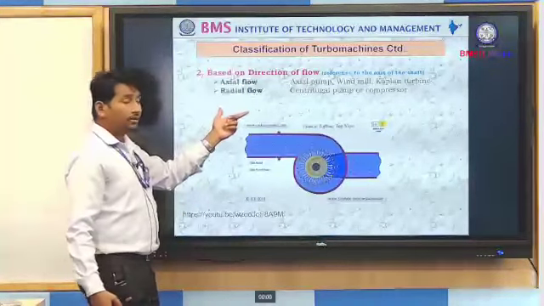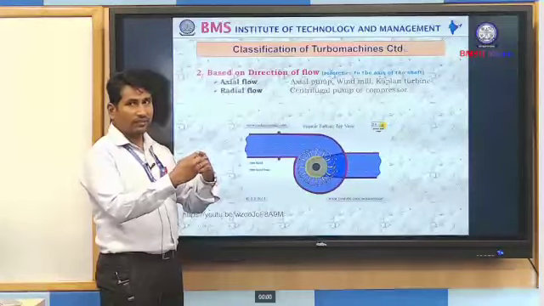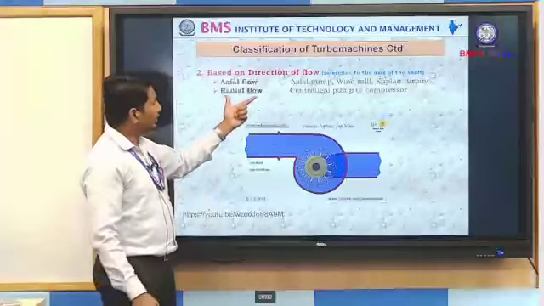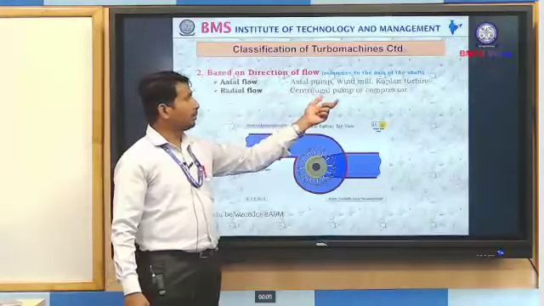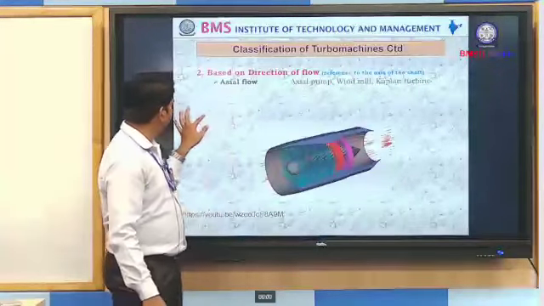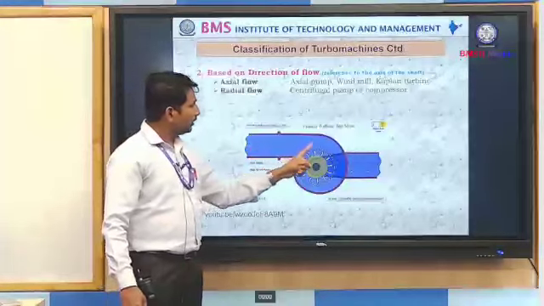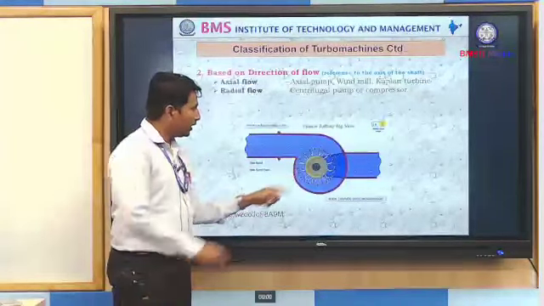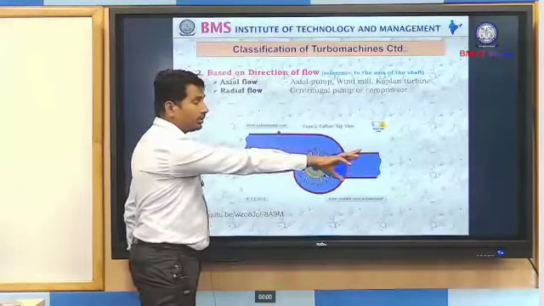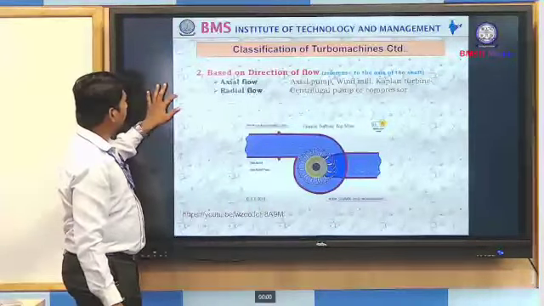Next is radial flow machines. Let us assume this is a shaft, and if the water flows radially around the shaft, it is considered a radial flow machine. Better examples are centrifugal pump, compressor, and Francis turbine. See here, the fluid enters here and starts rotating along the radial direction of the shaft, and the fluid is going up. So this is called a radial flow machine.